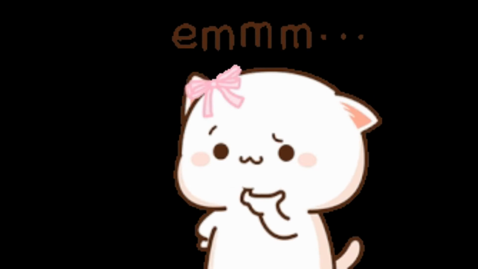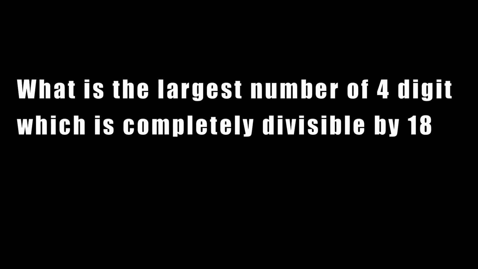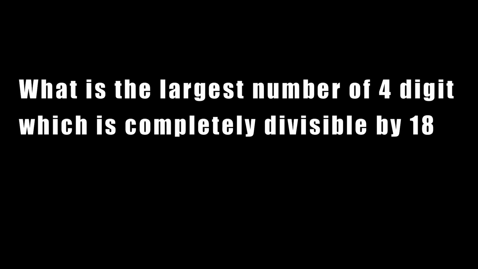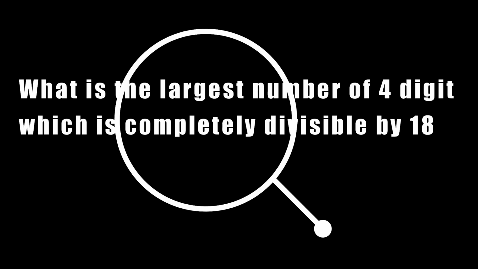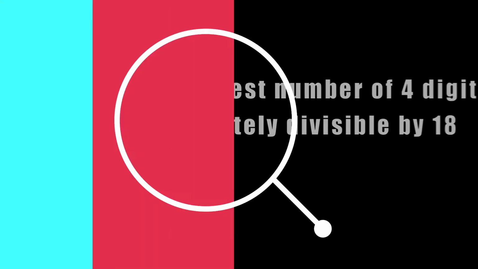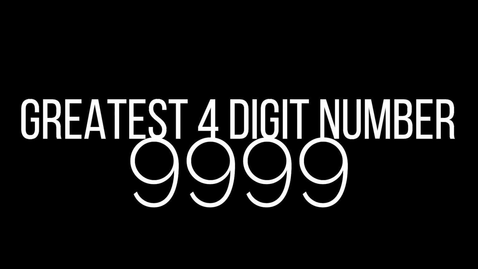Today we are going to solve a problem, that is, what is the largest number of 4 digits which is completely divisible by 18. For this we will first write the greatest 4 digit number, that is 9999. Then we will divide it by 18. Upon dividing, the quotient will be 555 and the remainder will be 9.